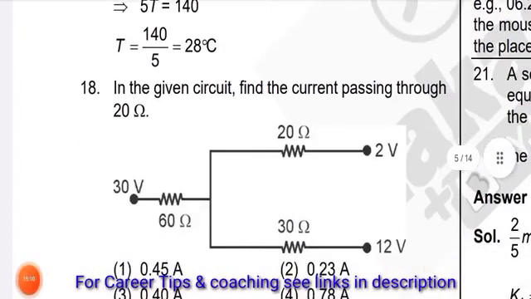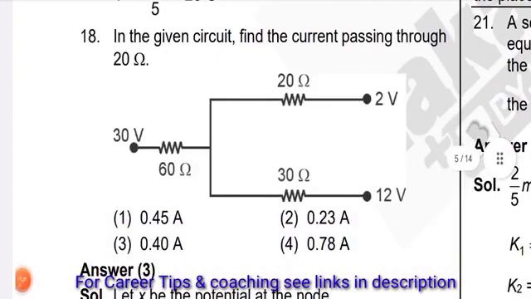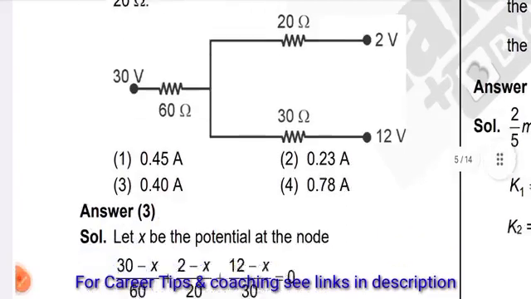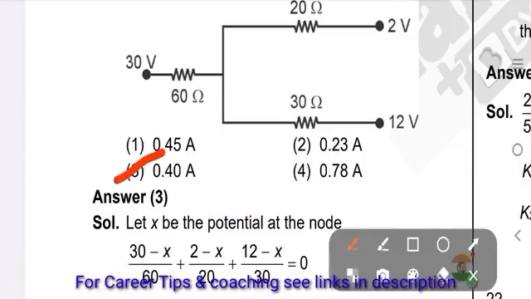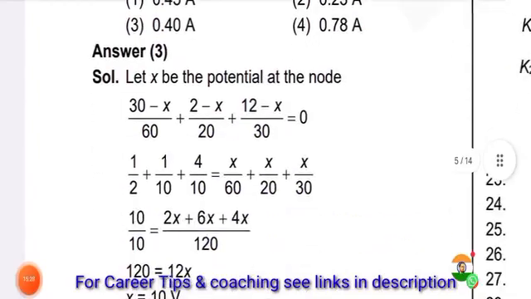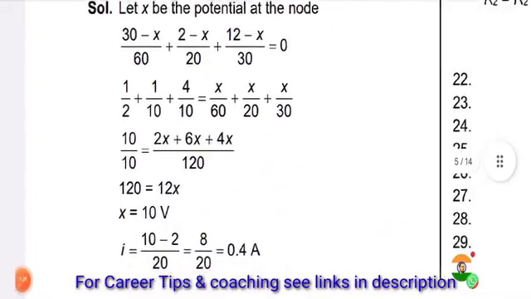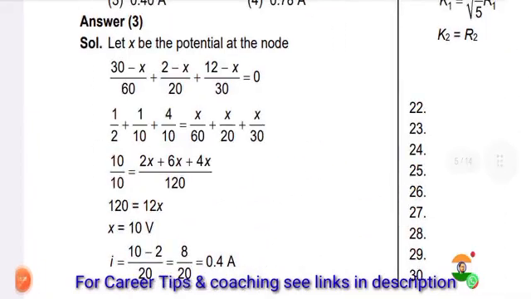And the 18th question is, in a given circuit, you need to find the current passing through 20 ohms. So you can get the answer, which is basically 1.4 amperes. So you can do the simplification, right? So I'm giving it here and you can do the simplification.